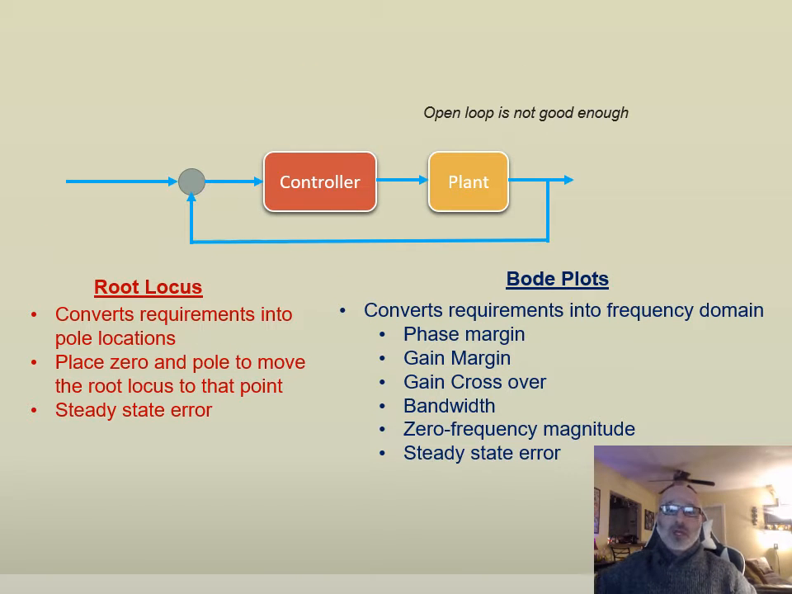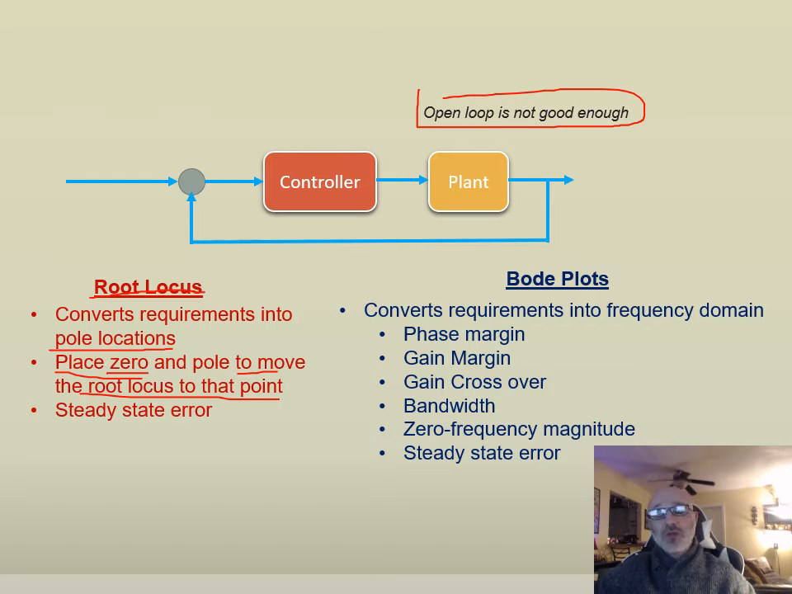So a quick look here, a little bit of a refresher again from 12.1. We're talking about the fact that an open loop might not be good enough, so we're going to need to put in a compensator here. And we're going to use two different methods. We talked a little bit in section 12.1 about the root locus method. This converts requirements into polar locations on a root locus plot, and we saw how we could use those in order to design our compensator. And this places a zero and a pole to move the root locus to that point. That's what we're doing with the compensator: we're going to place that zero and the pole. We saw that in our example that we went through. We also discussed a little bit about steady state errors. So this is all having to do with a root locus plot.